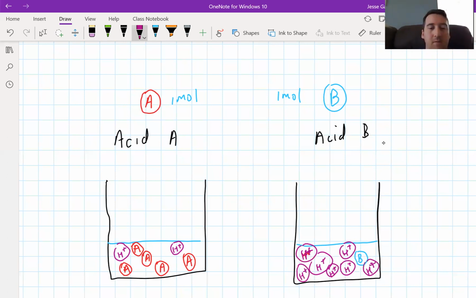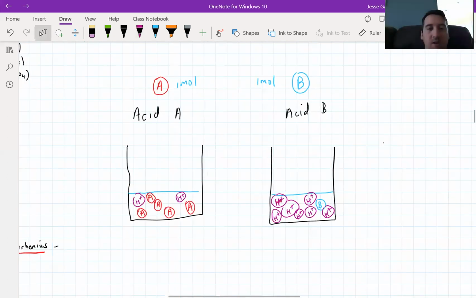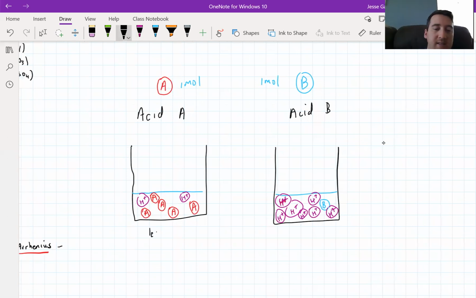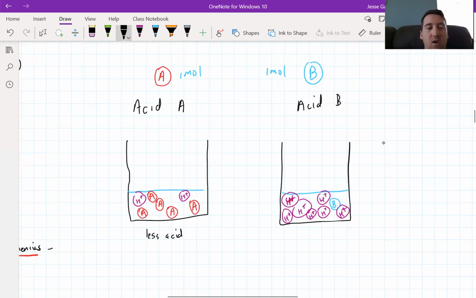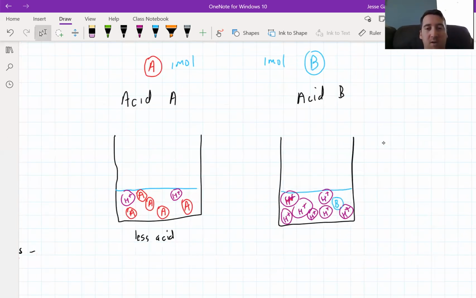Now, what we would say about these two acids is that they're not equal. The one on the left, A, is less acidic because it does not fully dissociate. Only some of the molecules dissociate to produce H plus ions. So this is less acidic. Whereas acid B on the right here is much more acidic because nearly all of the molecules this time are dissociated to produce H plus ions. There's nearly none of the original acid B left. So this is how acids can be different from each other.